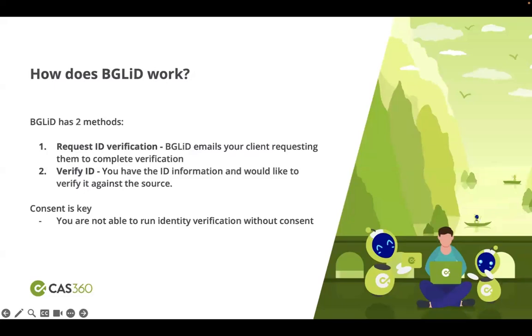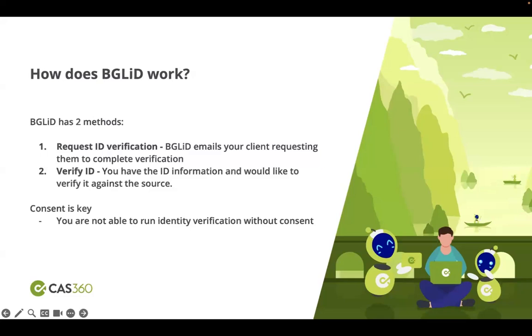We then have the second verification method, which is verify ID. This is used when you already have the client's details on hand. So for example, they come into your office and they're able to pass on their driver's license. So you will then be able to key in all this information into CAS 360 and verify their identity in person. You will then receive an instant result confirming whether the document is legitimate and accurate.